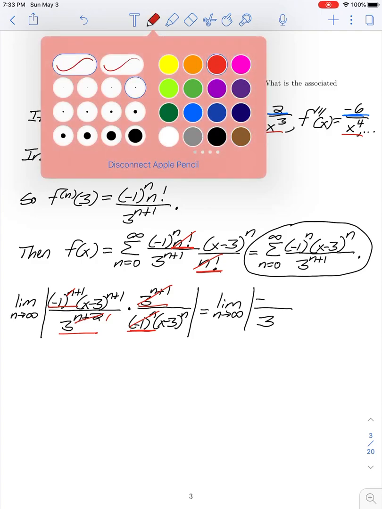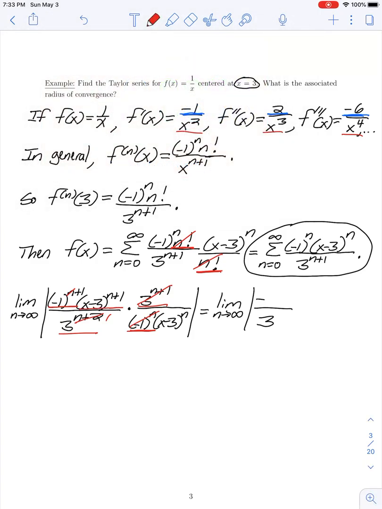And then looking at the last terms, we had (x − 3)^(n+1) over (x − 3)^n. So canceling n powers, we have (x − 3) to the first for our numerator. So this leaves us with a limit, as n approaches infinity, of the absolute value of x − 3 divided by 3.